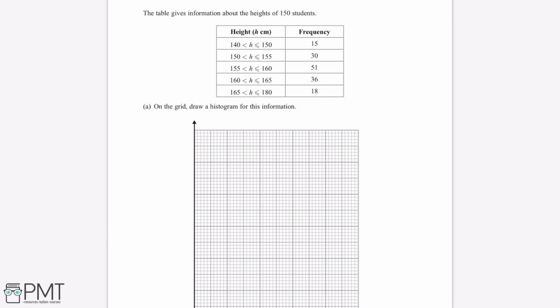The table gives information about the heights of 150 students. On the grid, draw a histogram for this information. So in order to draw this histogram, we'll need to work out what the frequency density for this table of information is. So the frequency density is equal to the frequency divided by the interval.